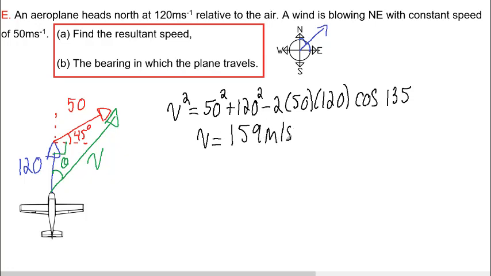Once you plug all these numbers in, you get a value of, don't forget to square root it, 159 meters per second. So in this problem, it actually speeded up the airplane, which makes sense because it's kind of in the same direction as the flow. So 159 meters per second.